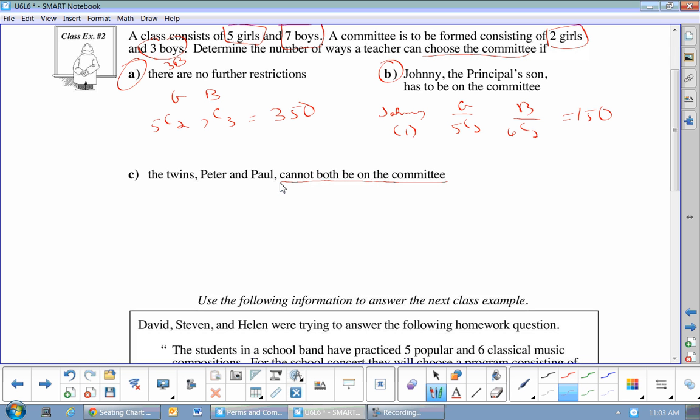Okay, what are my scenarios? Let's talk about it before we even get it down in math. Neither of them can be on. People miss that one. Okay, it doesn't say one of Peter and Paul will be on the committee. It says they both cannot be on the committee at the same time.